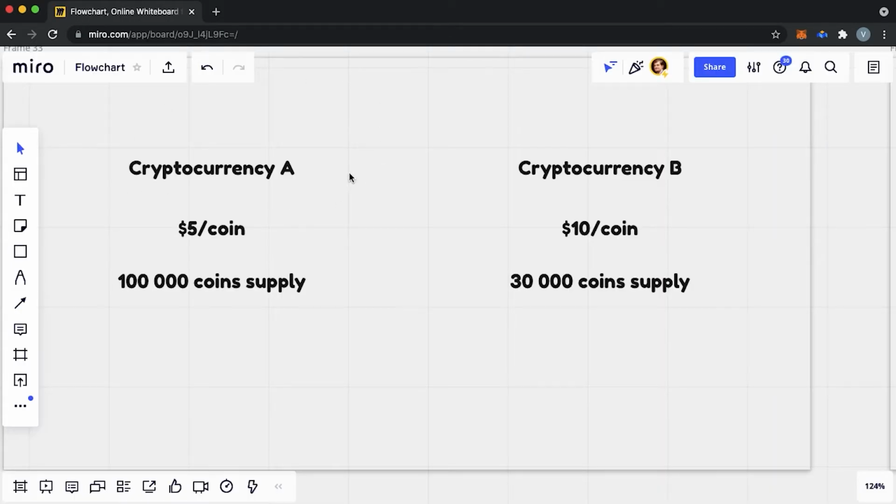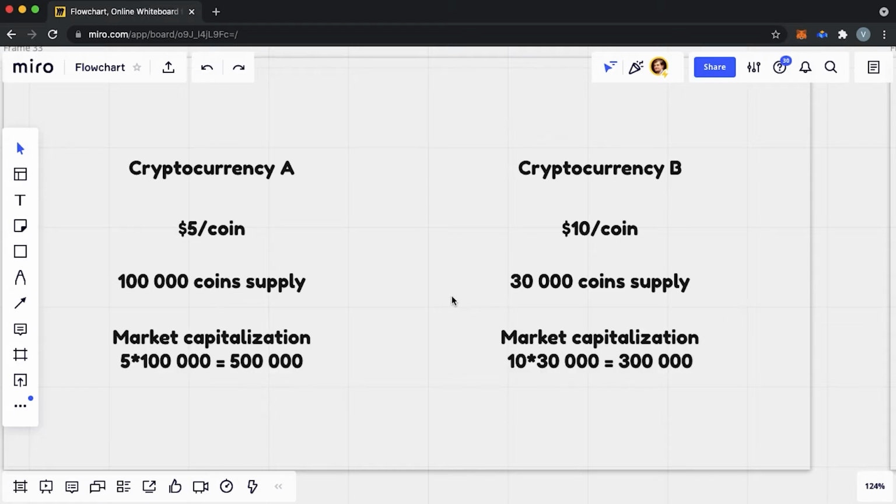So to give you an example, cryptocurrency A and cryptocurrency B. A's price is $5 per coin and B's price is $10 per coin. A has 100,000 coins circulating on the market and B 30,000 coins. A's market capitalization is $500,000 and B's market capitalization is $300,000. Even though B's price is twice as high than A's price, the overall value of A is higher than B.